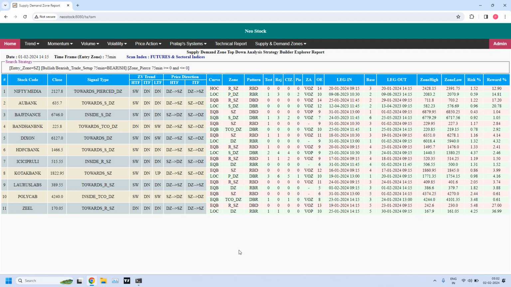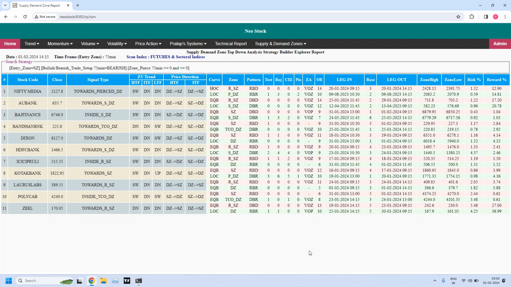Earlier 13, right? Now it's come down to 11. Now supply zones, the pierced count will be 0. Demand zone might be there, but supply zone, our interest is on supply zones because that is our entry time frame. So this is the way we finally got 11 stocks.